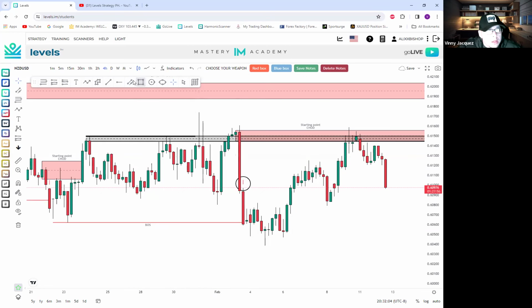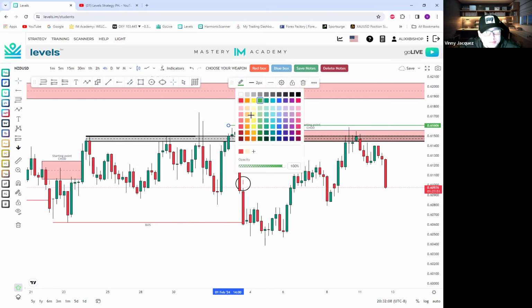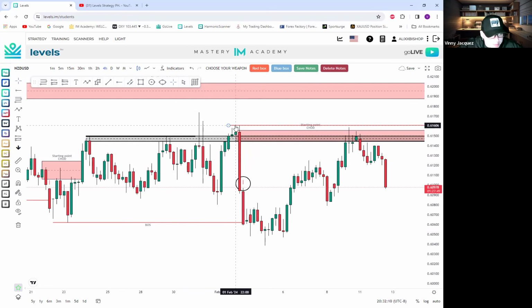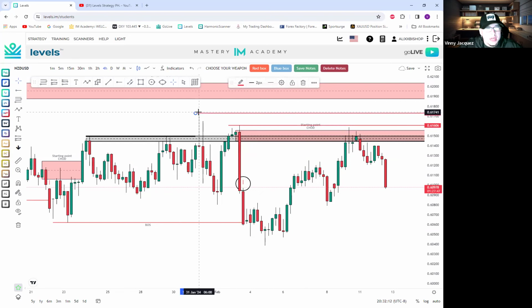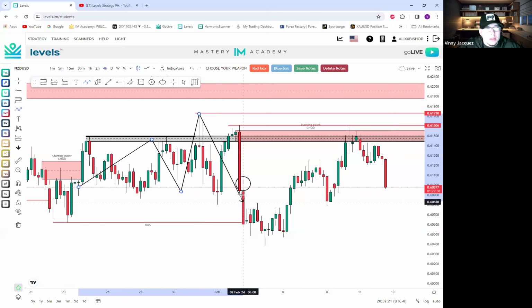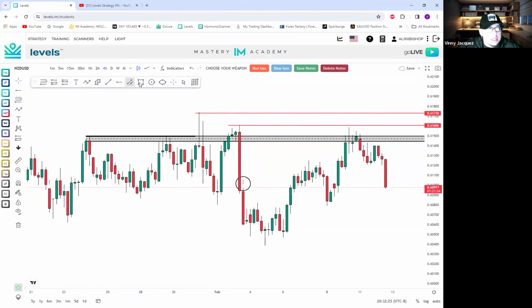Now, if you want to have a tight stop loss, you would use that area right here. If you want a looser stop loss, you would use this one right here based off of the head and shoulder. The head and shoulder setup, guys, your stop loss is always going to be the high. Right? Guys, let's clean this up real quick.